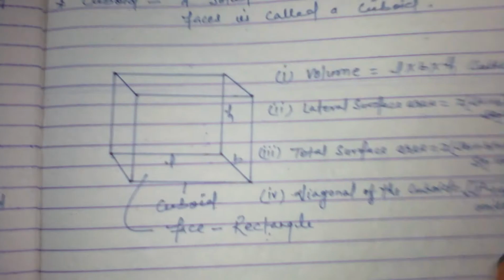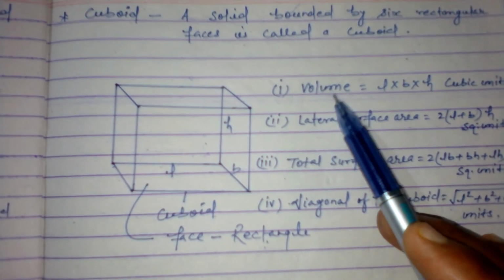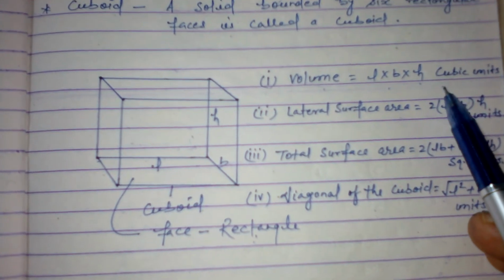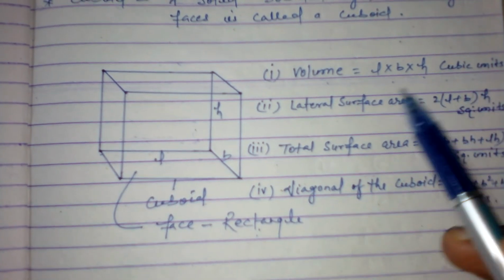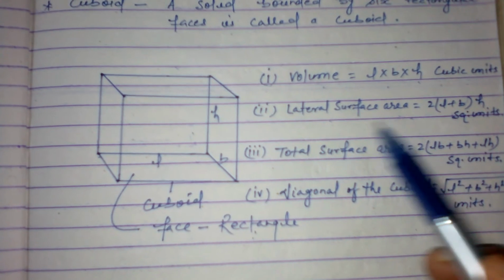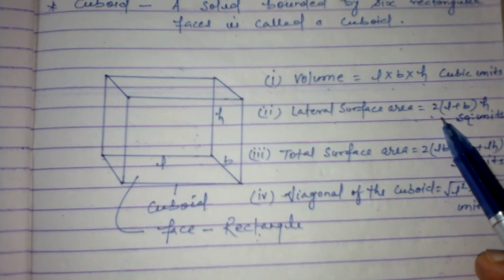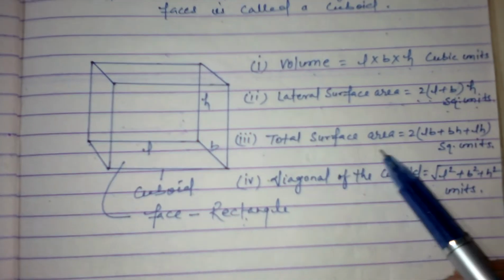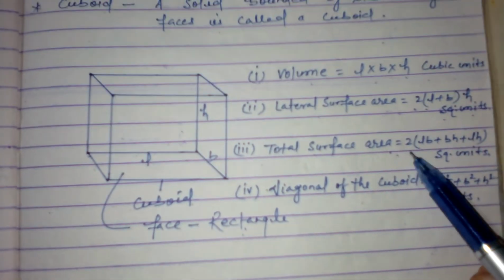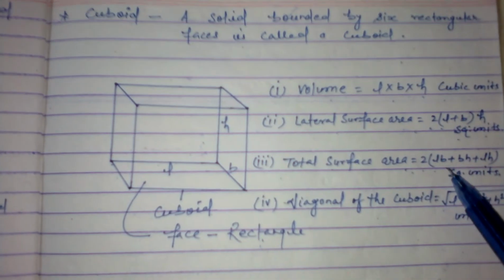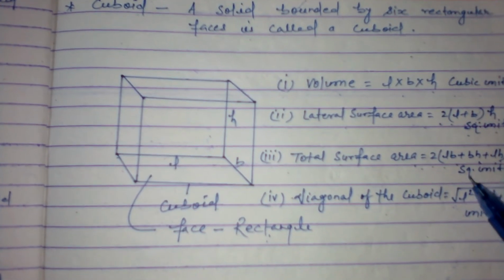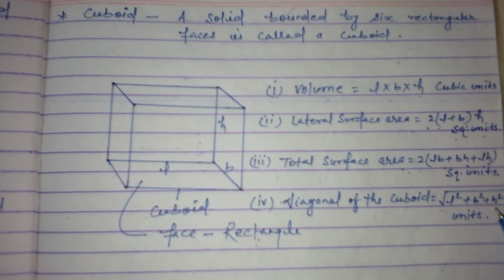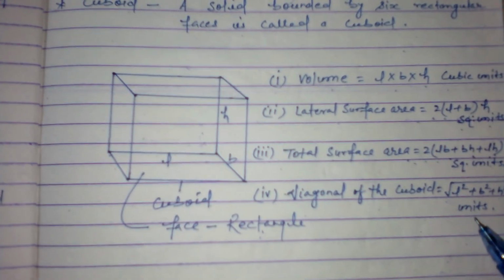Volume of cuboid is equal to length into breadth into height, cubic units. Lateral surface area of cuboid is 2(L plus B) into H square units. Total surface area of cuboid is 2(LB plus BH plus LH) square units. Diagonal of the cuboid is under root L square plus B square plus H square units.